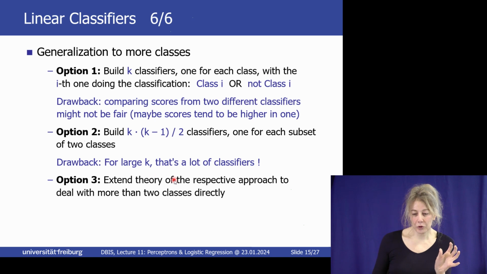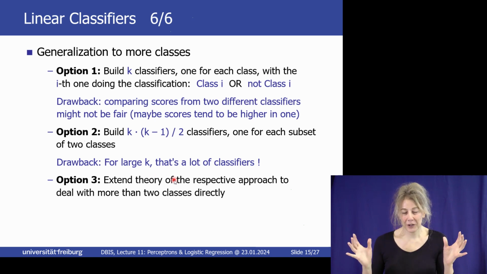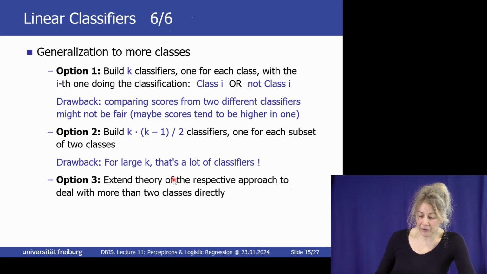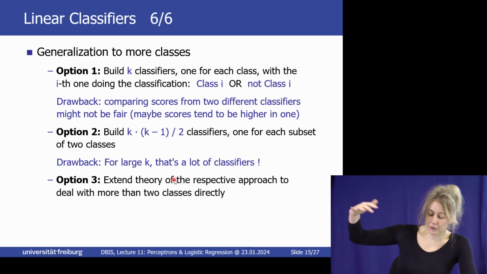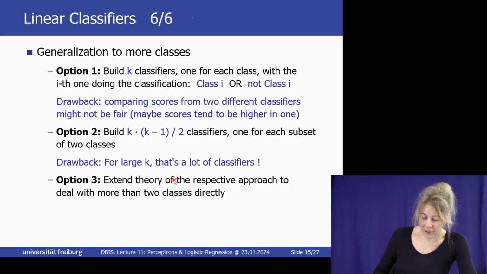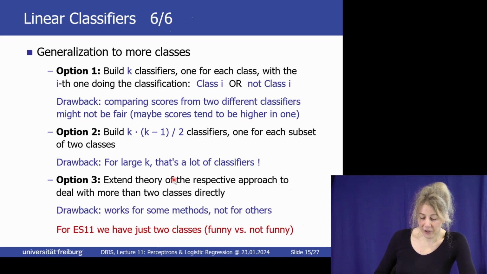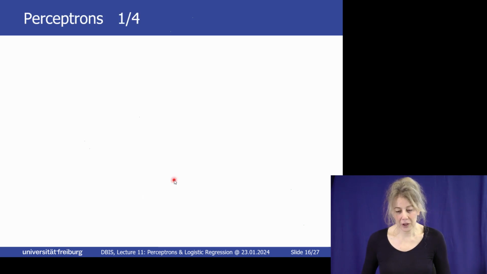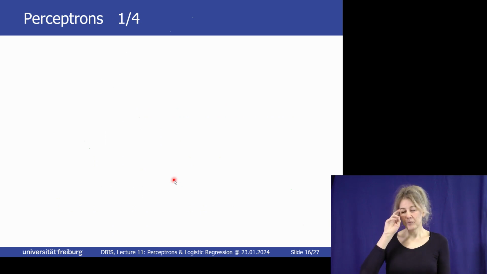Whatever you do to learn your hyperplane, you somehow extend it so that it can also deal with more than 2 classes. Later we will talk about logistic regression. There is a multinomial logistic regression which can then work with multiple classes. So there's always an extension of the theory, but we don't do that today, and it doesn't work for all methods. So for exercise sheet 11, we keep it simple. You just have 2 classes. For today, 2 classes.